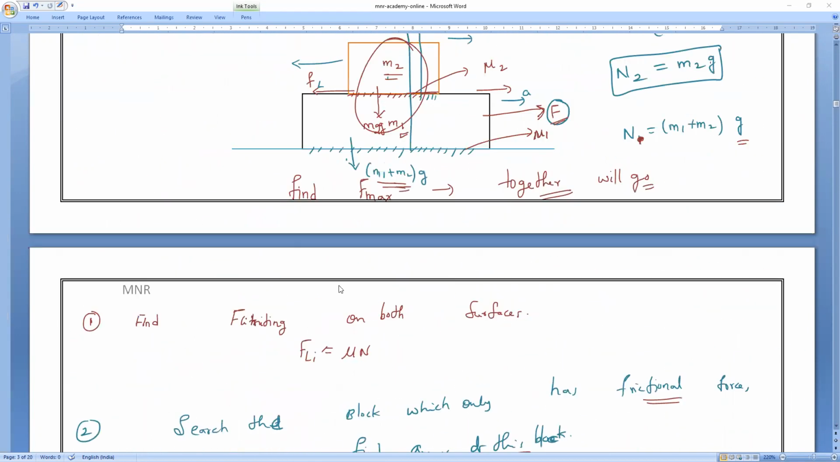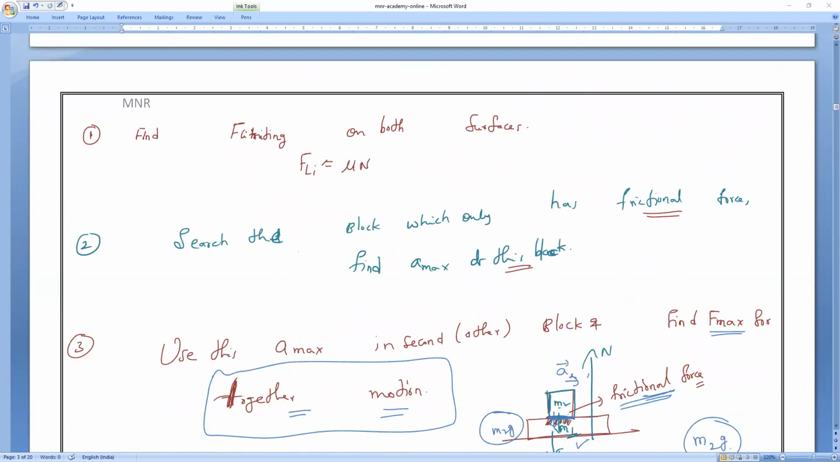First step, find the limiting friction for both the surfaces. Second step, find the block which has only frictional force acting on it. Then find the maximum acceleration of that block, and use the same acceleration for the second block. Second block means the M1 block. Am I right? Then find the F maximum for together motion.